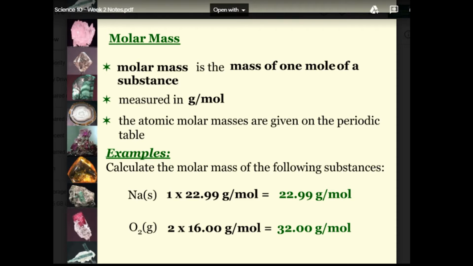Now that we know what a mole is, we're going to talk about molar mass of a substance, all right? So the molar mass is measured in grams per mole. The atomic molar mass are given on the periodic table. So the atomic mass is actually called the atomic molar mass. It's the same thing. It's synonymous, all right?